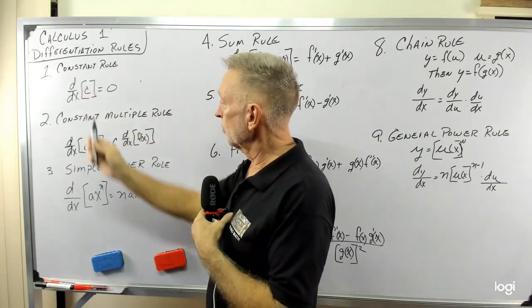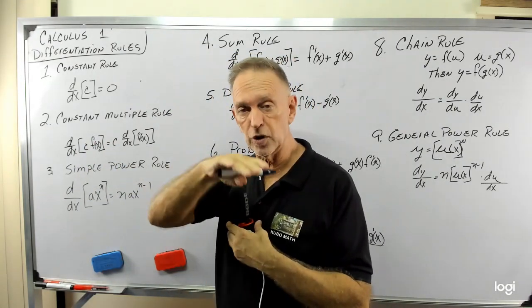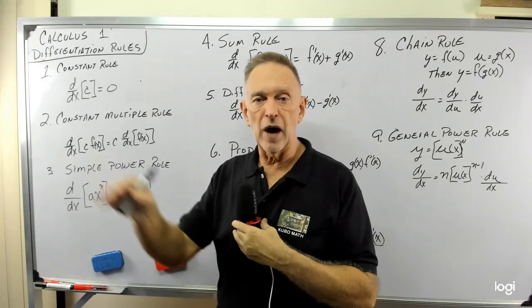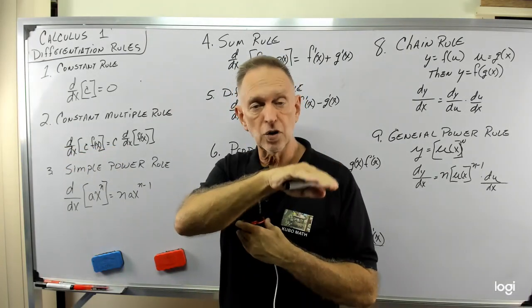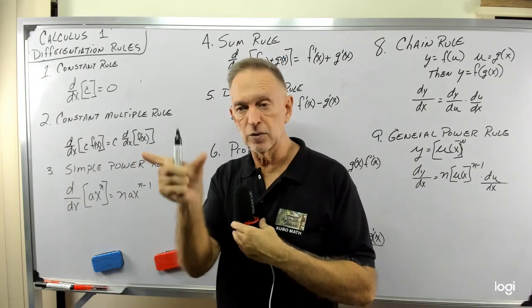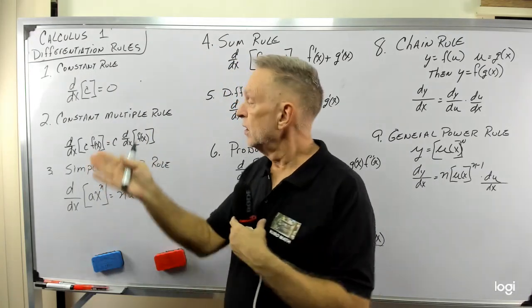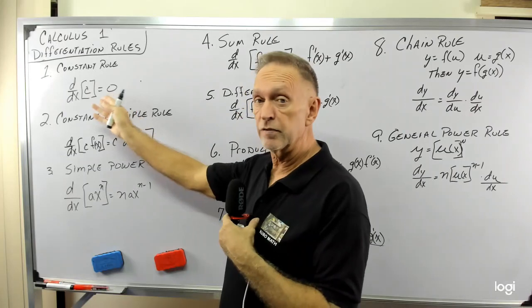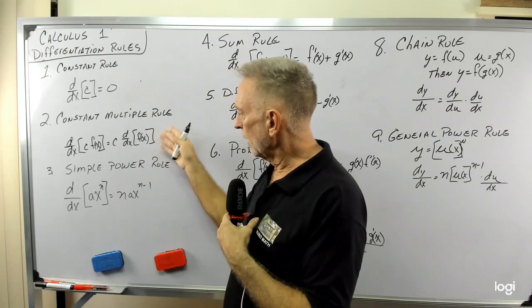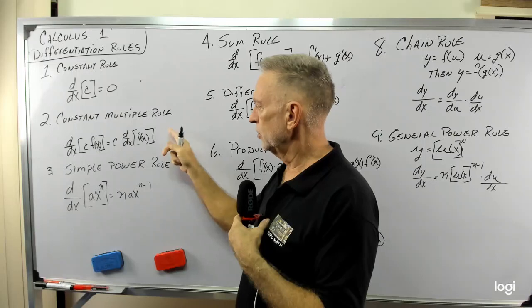All right, rule number 1, the constant rule. The derivative or rate of change or slope associated with a constant is 0. You know from your algebra days, if you look at the slope of a constant and you look at the change in y over the change in x, well, the change in y is 0 at y sub 2 minus y sub 1. So the derivative of a constant, or rate of change of a constant with respect to x, is 0.